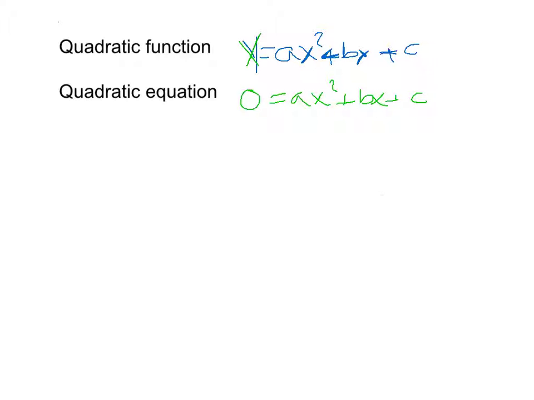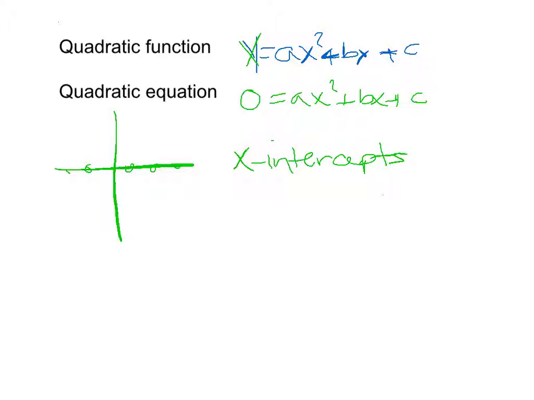plus c. So here's the idea. If you think about the xy axis, we're turning y into 0. And so what's happening if y is 0, we're somewhere on the x-axis. So we're looking at x-intercepts. So the idea is when you're solving this equation right here, where y equals 0, you're actually finding the x-intercepts.